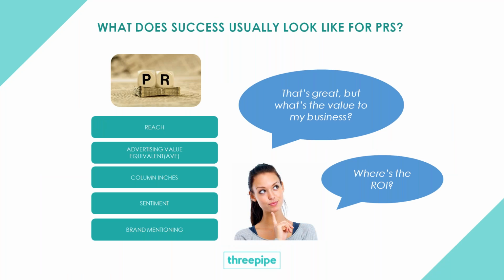So if we just take a look at what success usually looks like for PRs. In the past, traditional evaluation metrics have included things like reach, AVE, column inches, sentiment, and brand mentions. And while we still use some of these, and the client does like to see them, I mean, we still use reach, we still look at sentiment and brand mentions because they are important. There is a lot more that we can be looking at to demonstrate the value of our work.